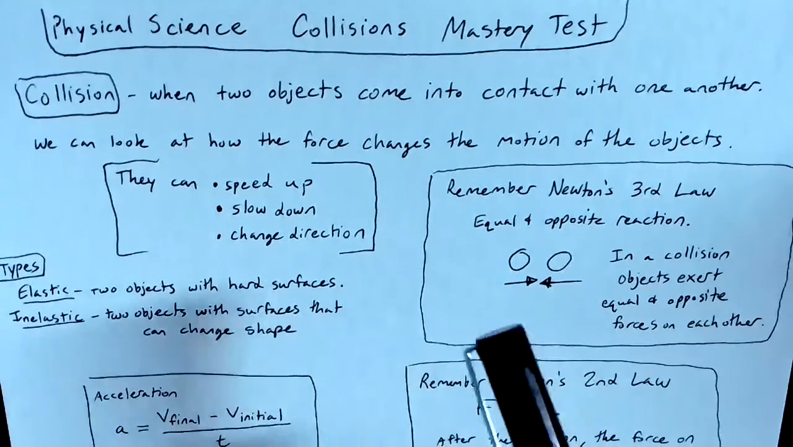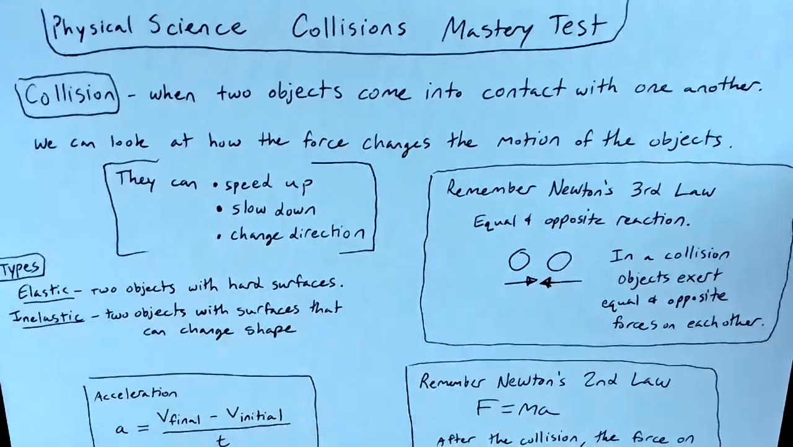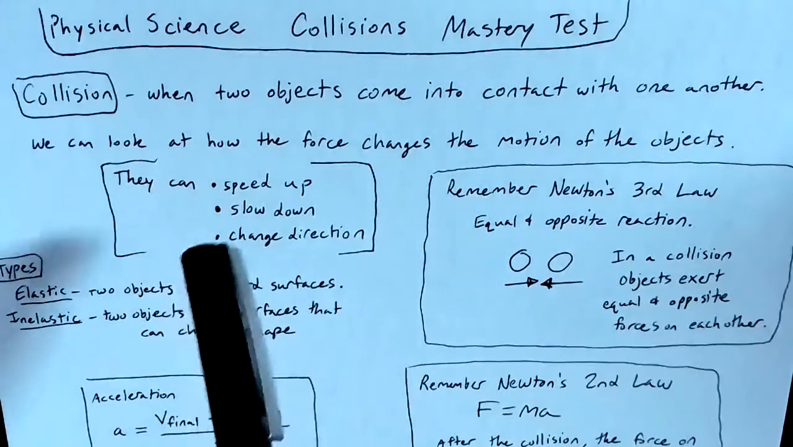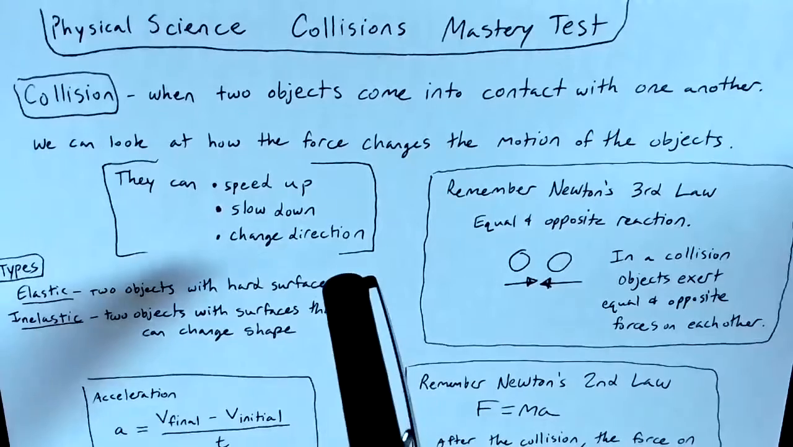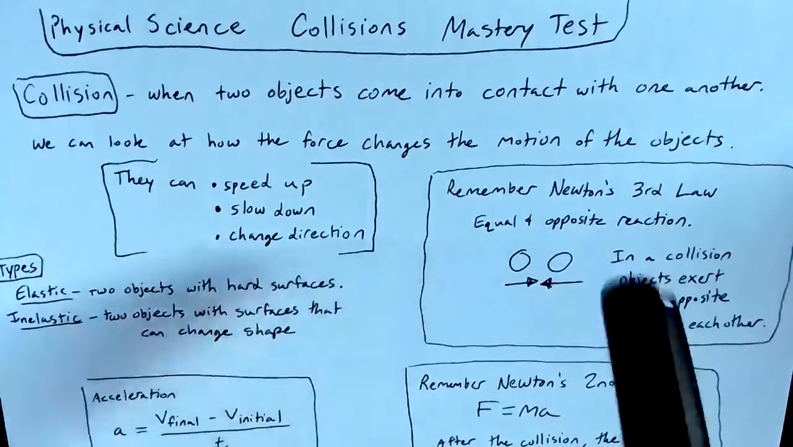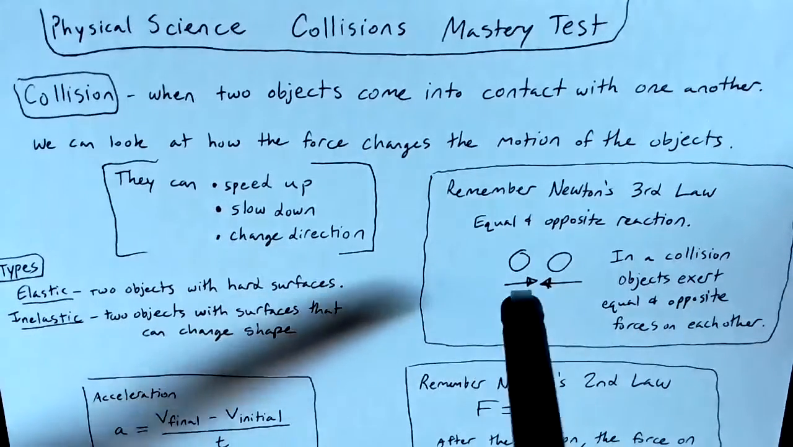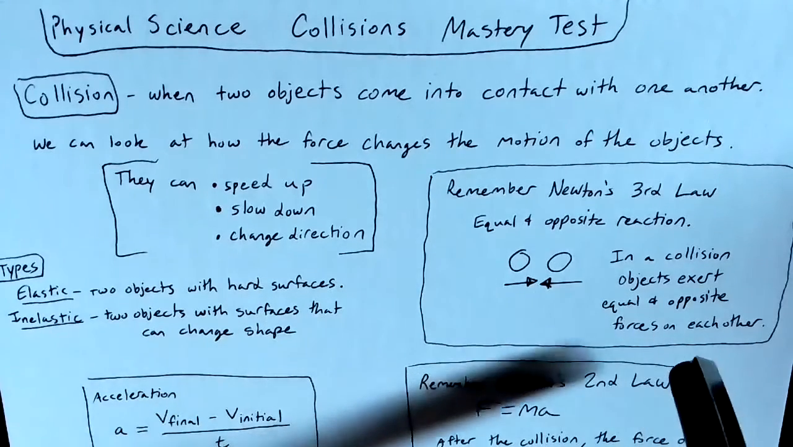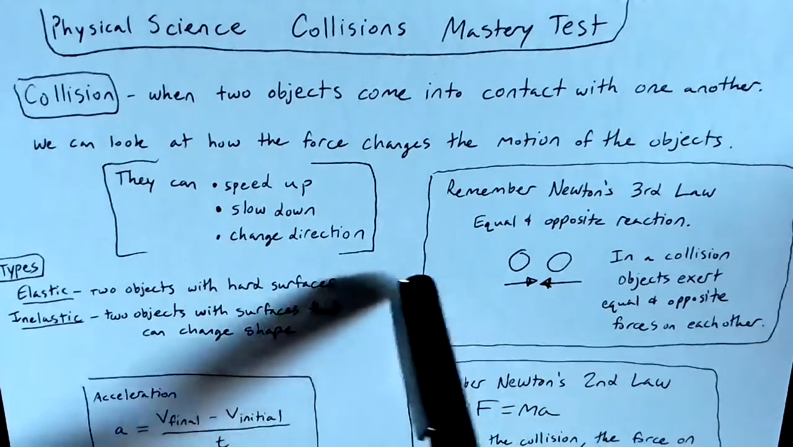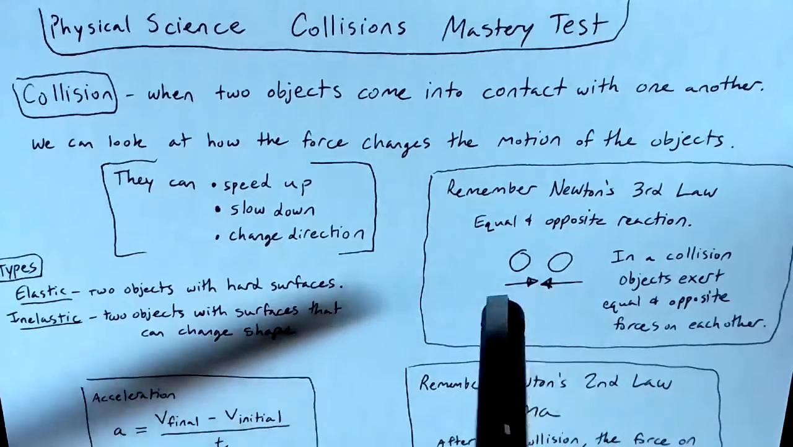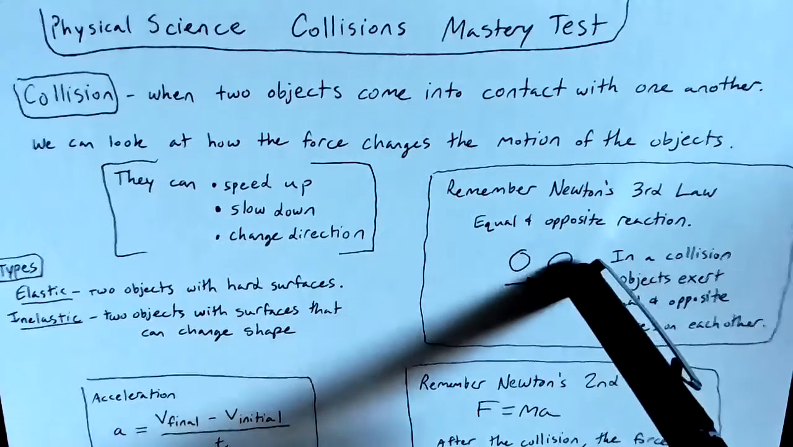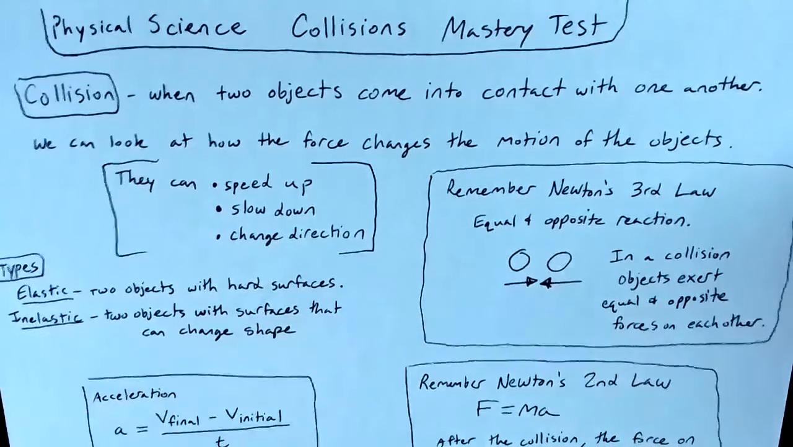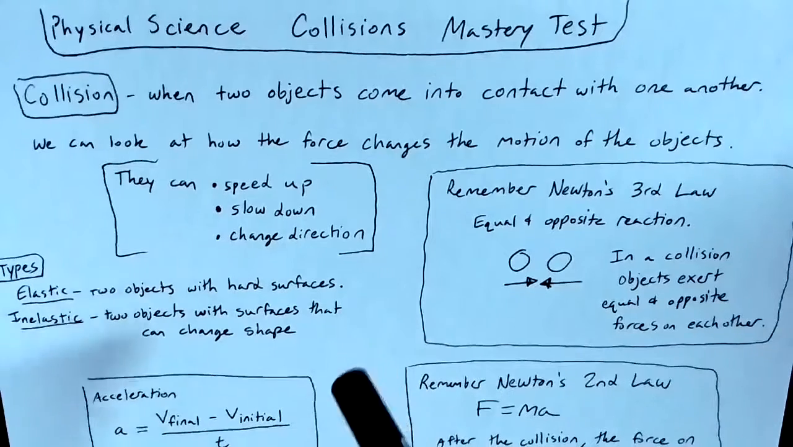Think of a pool table, a billiards table, or two bouncing balls that hit each other. Well, they can speed up, slow down, or change direction. And if you remember Newton's third law, they exert an equal and opposite force on each other. So if they hit each other, this ball will exert a force on that ball, and that ball will exert a force on this ball. And what happens after that is what we're going to look at today.